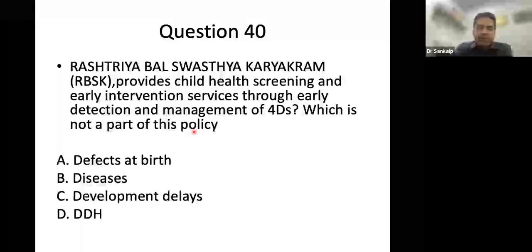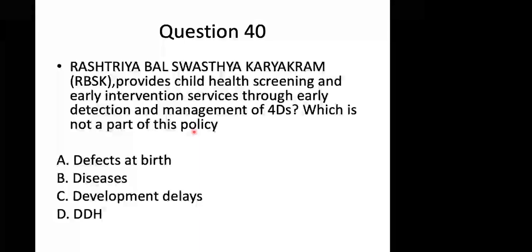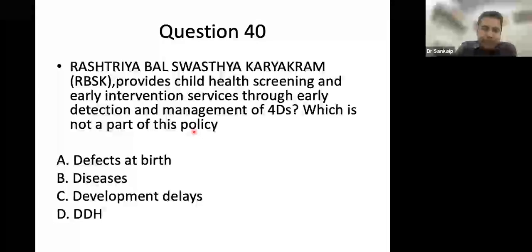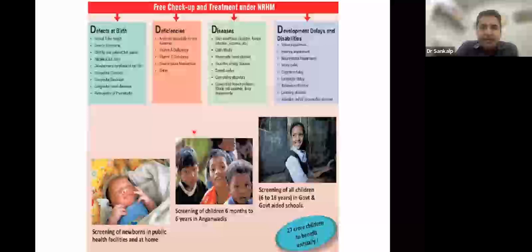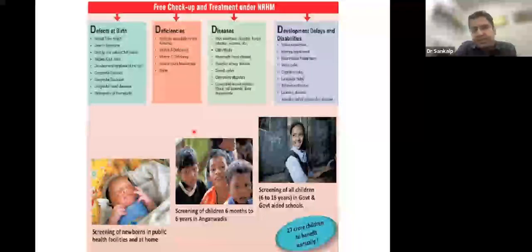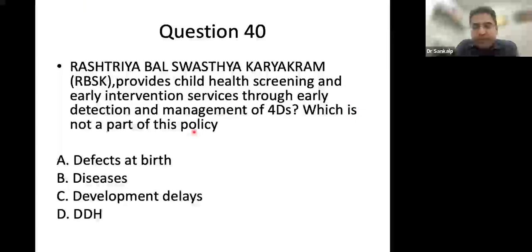Last question is about RBSK, right? It's a very old program now, been there for around 2 decades. Rashtriya Bal Swasthya Karyakram is for child screening for which problems? We know it is for defects. They look for diseases, they look for developmental delays, and they look for deficiencies, various vitamin deficiencies, right? Defects like neural tube defects, Down syndrome, cleft lip, cleft palate, club foot, etc. Deficiencies, diseases, and developmental delays, right? So these are the 4 broad headings that RBSK covers. This you should all be aware of.